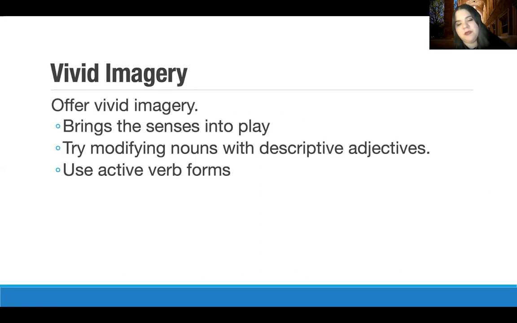Vivid imagery, which I'm sure you've talked about multiple times between elementary school and now in English class or a literature class, maybe even a creative writing or composition class. And these are words that bring the senses into play. So they're descriptors, they're adjectives, and they add some color and some sparkle to our speech, but also to the picture that we're painting for our listeners.